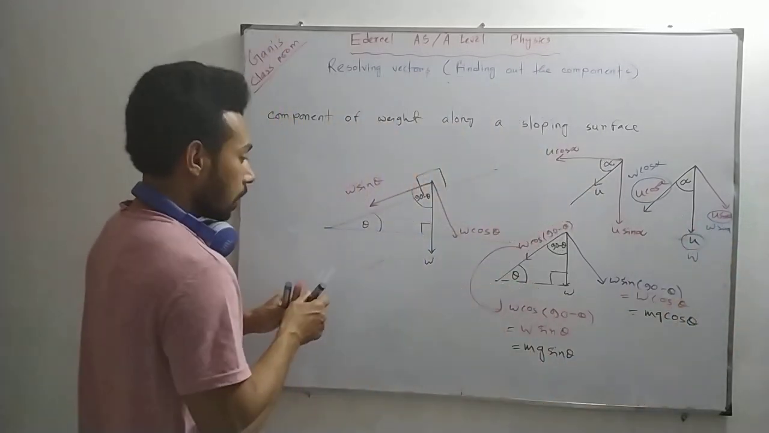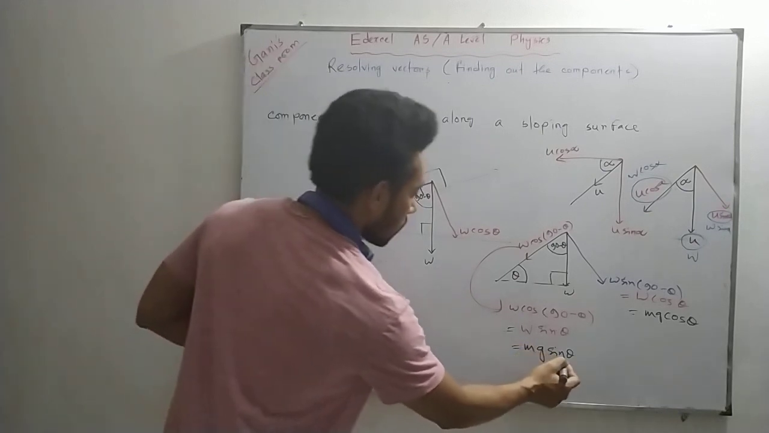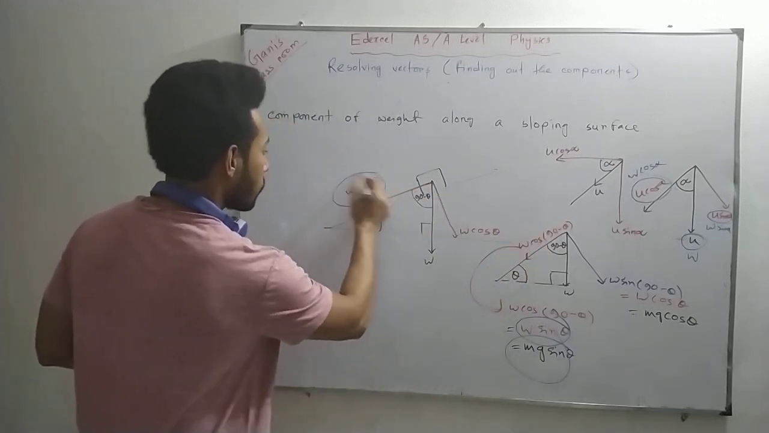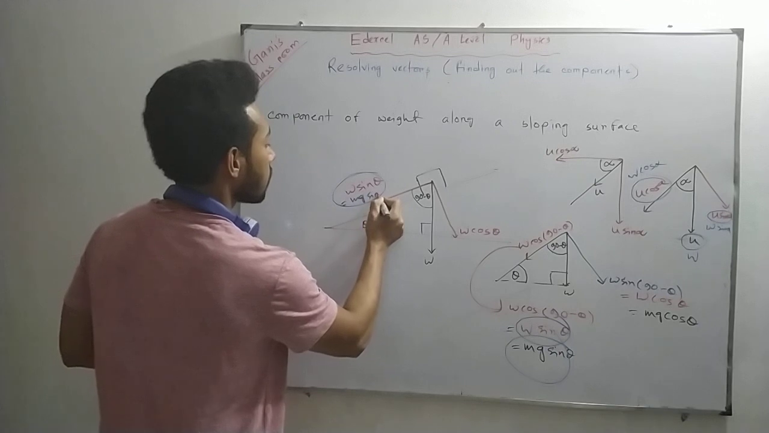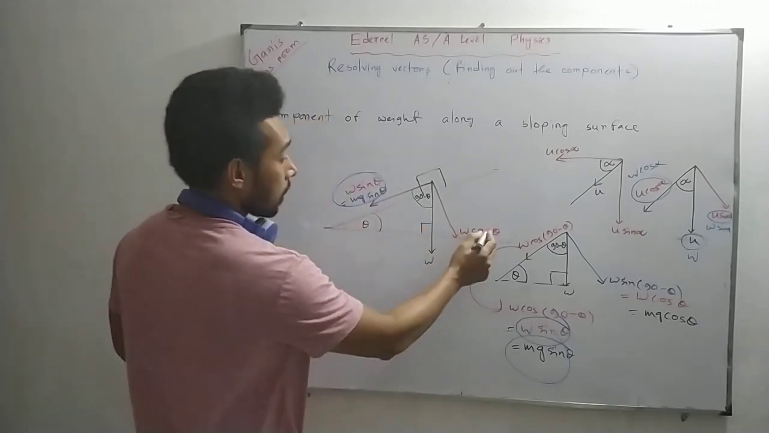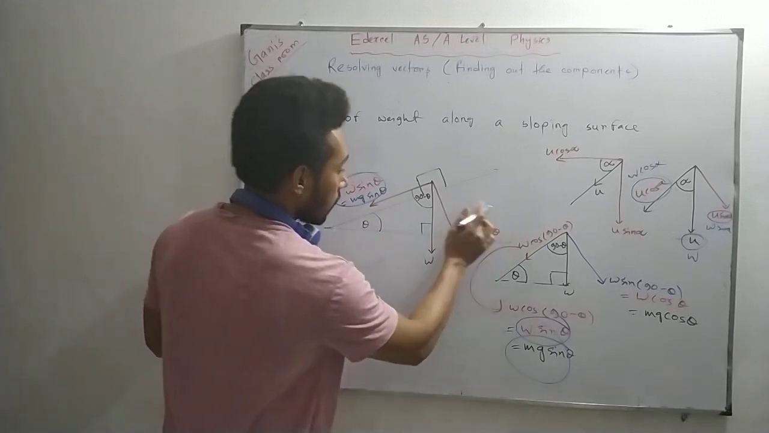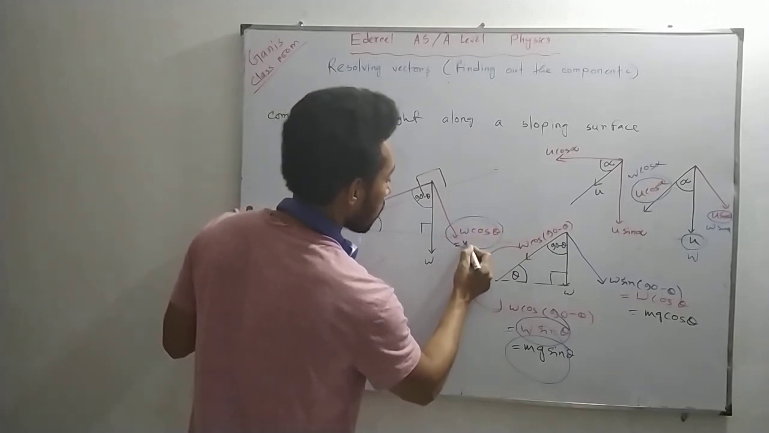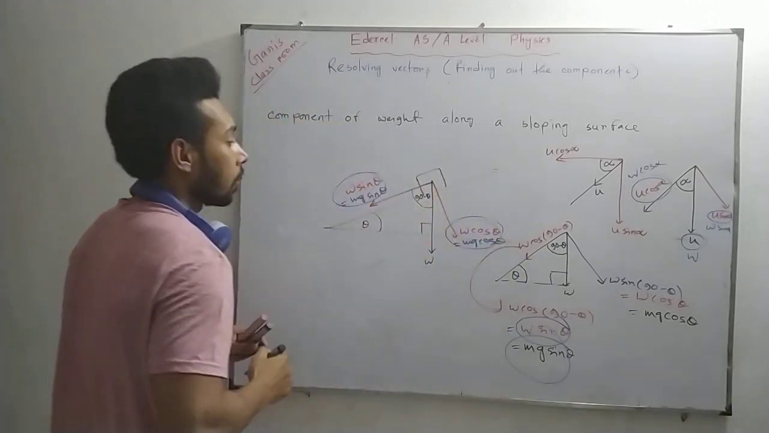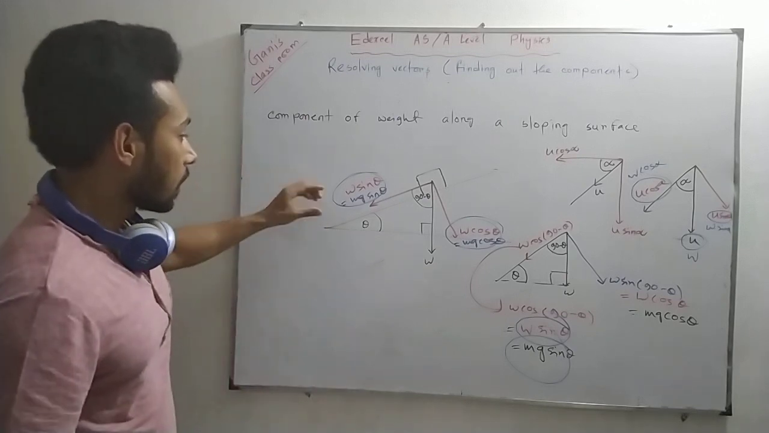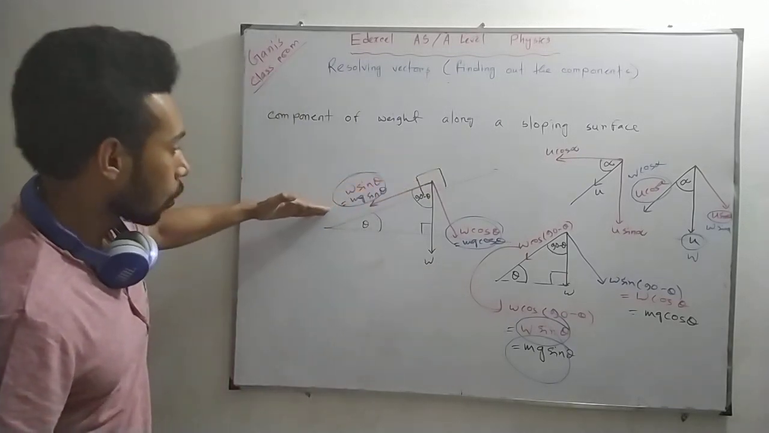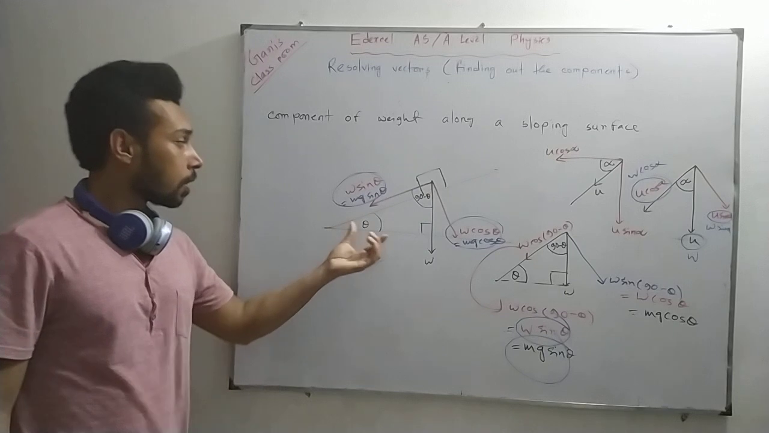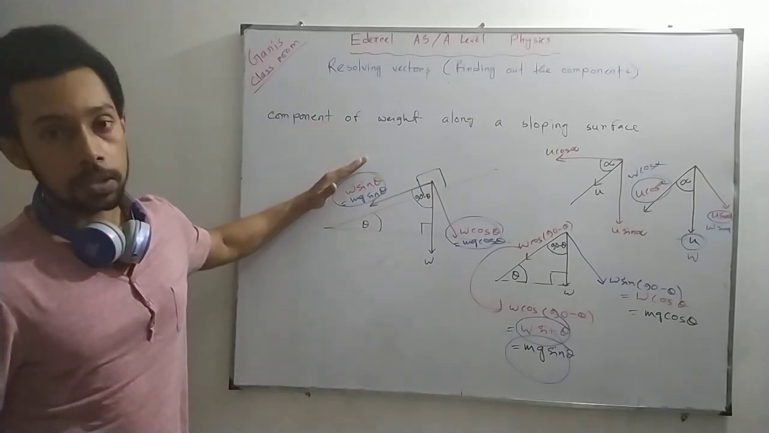Okay, here we come: W sin theta or mg sin theta along the slope. And the other component, perpendicular to the slope, is W cos theta or mg cos theta. Now we understand that the box is moving along the slope not because of the weight. It is moving or sliding along the slope because of W sin theta or mg sin theta.